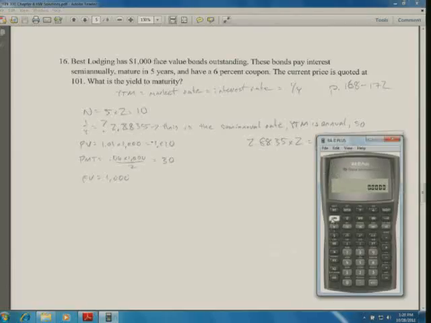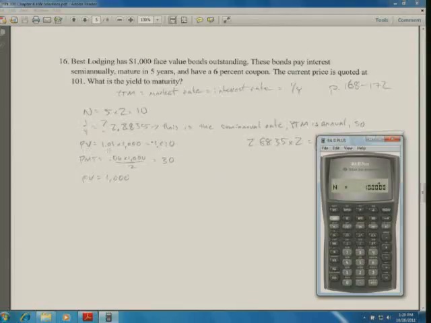Let me hit second, clear TVM, to clear out what's in the calculator. I'm going to plug in N. That tells us the bond matures in 5 years, so we've always got to multiply by 2 with bonds. 5 times 2 is 10, right? Our N is 10.